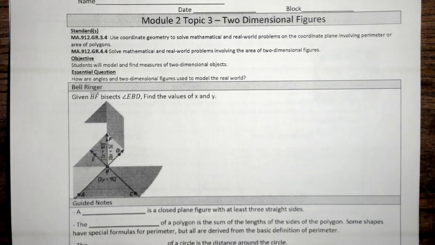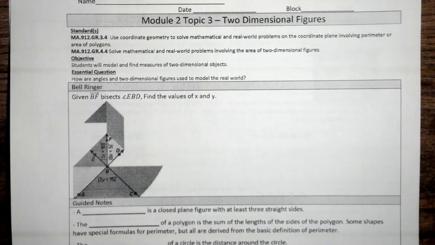Good evening, geometry students. Tonight we're going to do Module 2, Topic 3. It's two-dimensional figures. Our standard for this lesson is GR 3.4. Use coordinate geometry to solve mathematical and real-world problems on the coordinate plane involving perimeter or area of polygons.